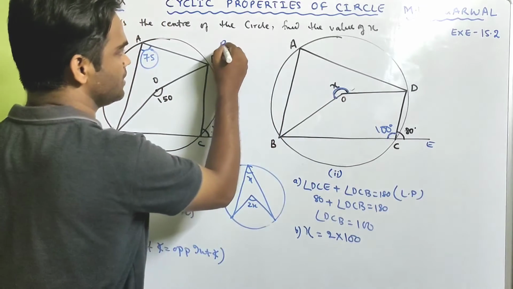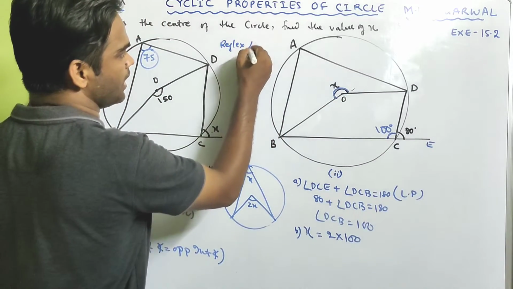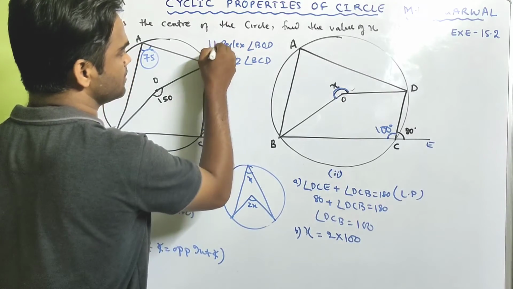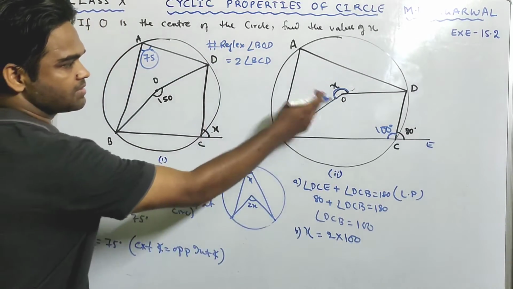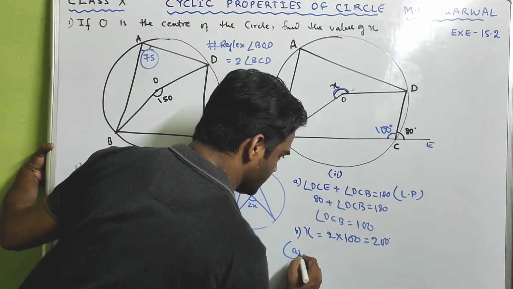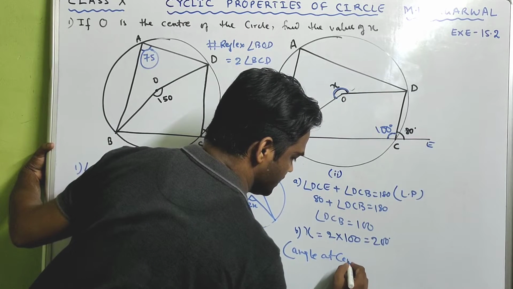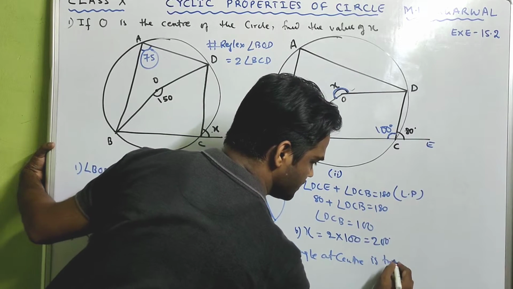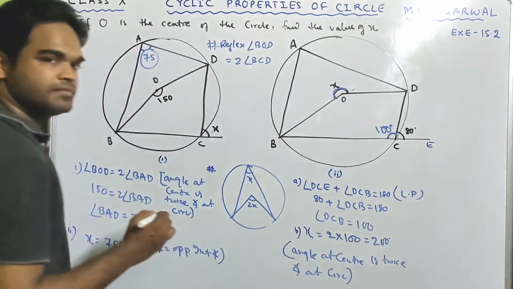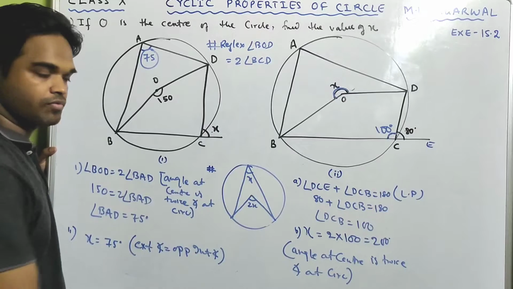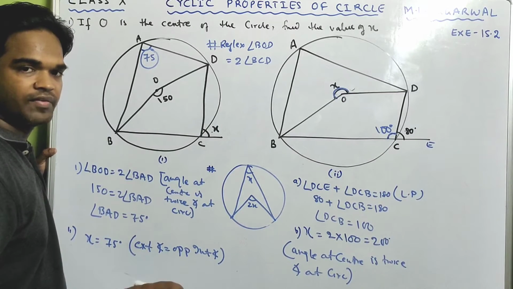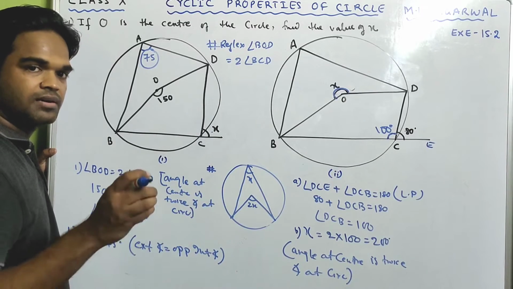Reflex, यहाँ पे क्या है? Reflex angle BOD will be twice of BCD. Done. So x will be twice of 100. So x will be 200. Why? Angle at center is twice angle at circumference. We have this from the previous exercise. Isn't it? Very simple.